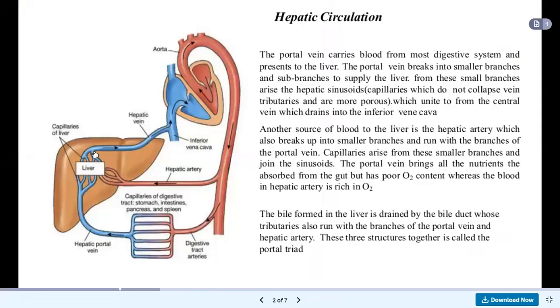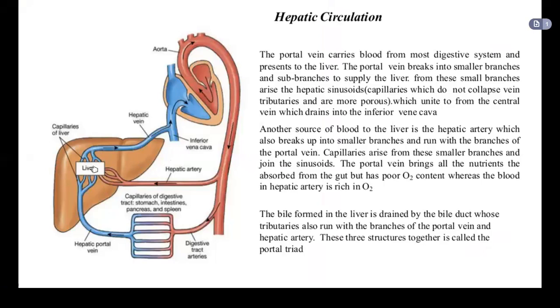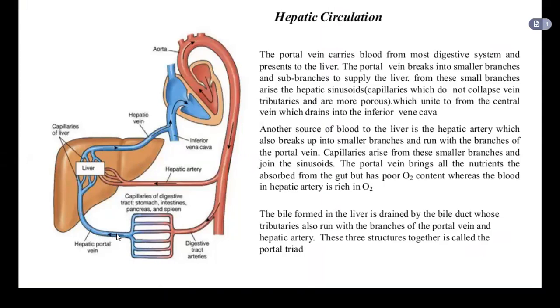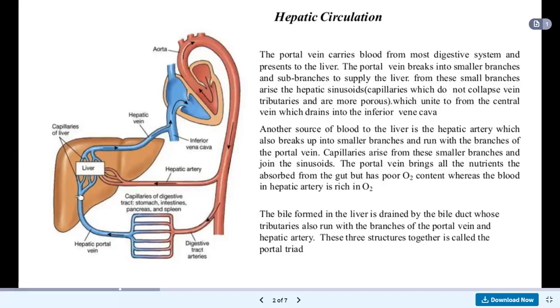So here we have another diagram. In this other diagram, you will find that within the liver, there are blood capillaries, and these blood capillaries are coming from the hepatic portal vein, or the portal vein, if you like. They bring blood containing nutrients, and this blood is coming from the digestive tract. So this blood is coming from, watch this.